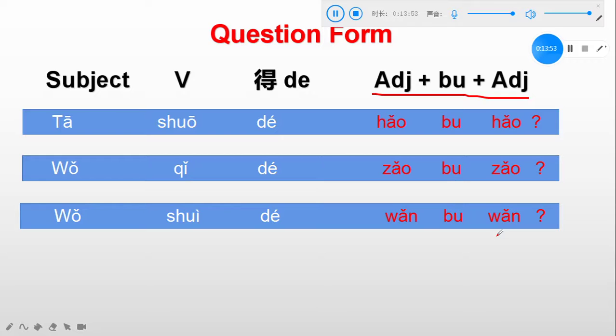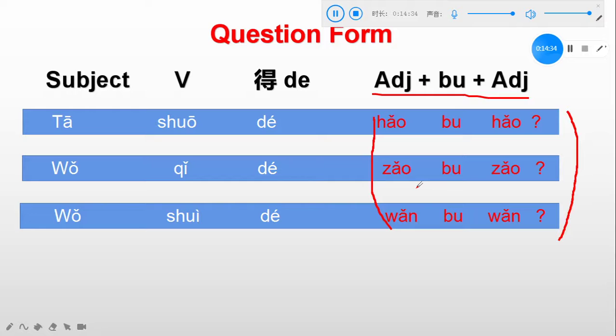This is the question form. I think this question form is not difficult at all. Okay. Here, see, adjective is here. 不 is here. Adjective here. Okay. 好，跟我读, these are 3 examples. 他说的好不好? 我起得早不早? And 我睡得晚不晚? Alright, that's all for the question form of the complemental state. And now we can move to the next page.